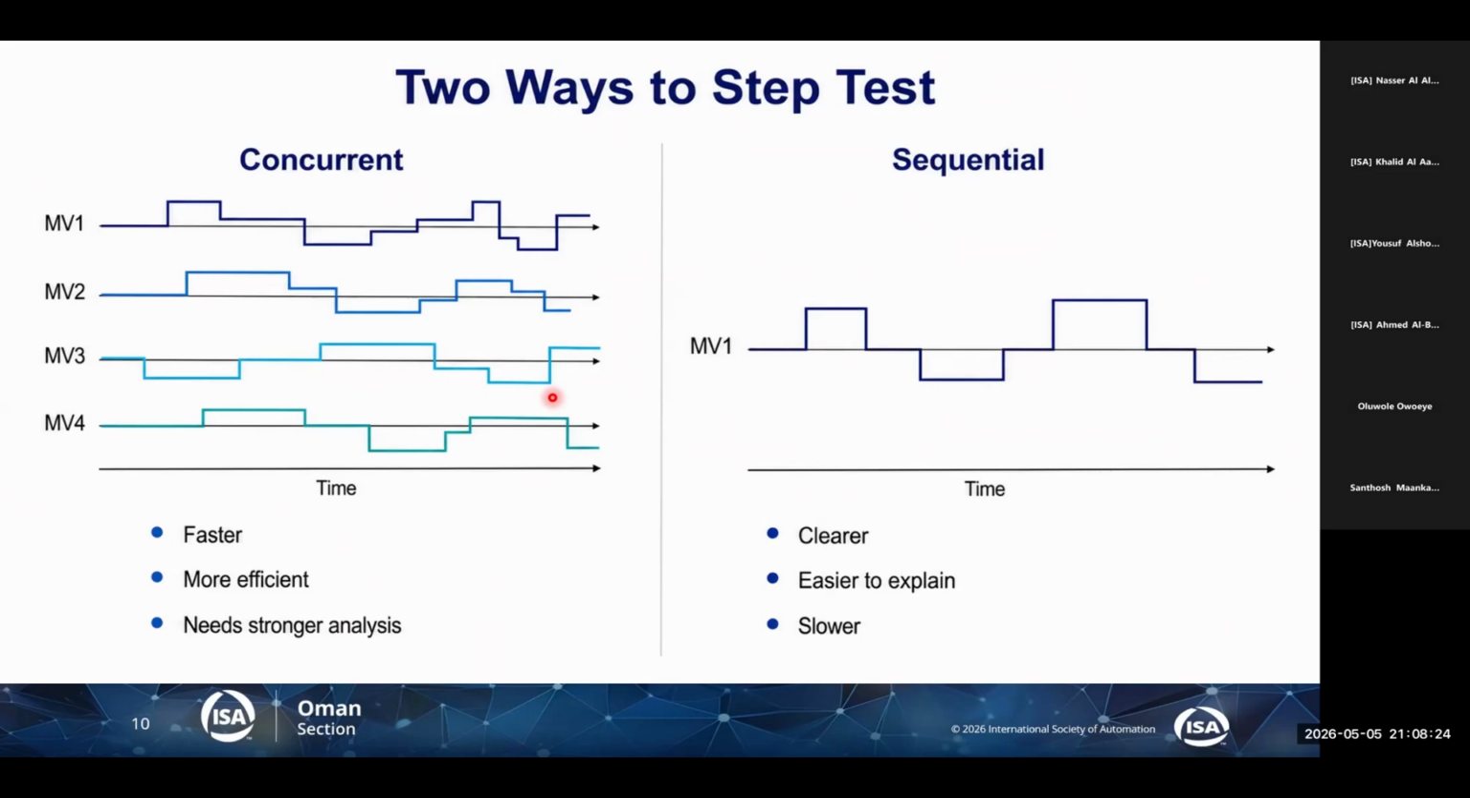The second method, the sequential one, sequential step testing, you move one manipulated variable at a time. Observe the response, wait for steady state. When I say response, I mean response in that unit, not only one single variable, because advanced process control looks at the process as one single entity. It's a multi-variable problem, multiple inputs, multiple outputs.